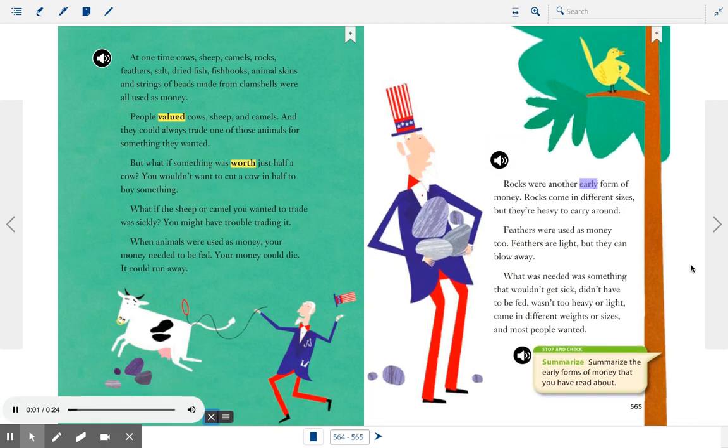Rocks were another early form of money. Rocks come in different sizes, but they're heavy to carry around. Feathers were used as money too. Feathers are light, but they can blow away. What was needed was something that wouldn't get sick, didn't have to be fed, wasn't too heavy or light, came in different weights or sizes, and most people wanted.